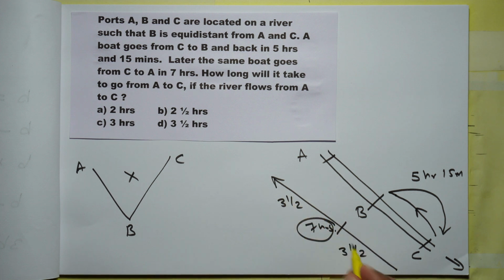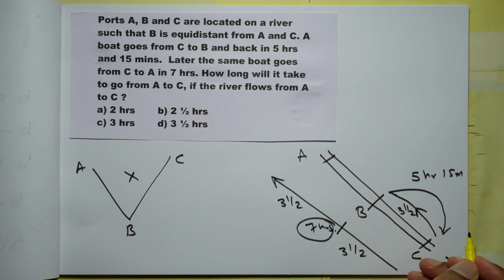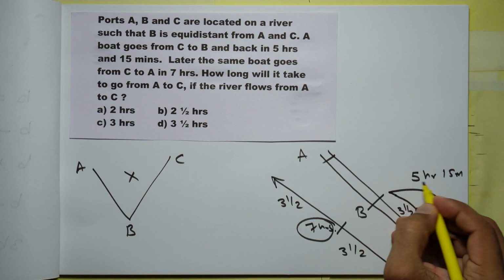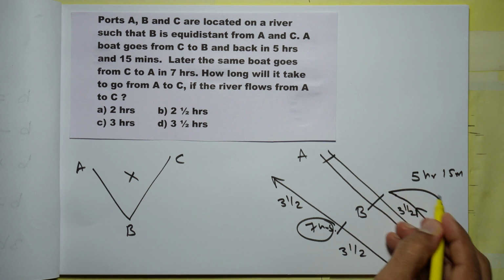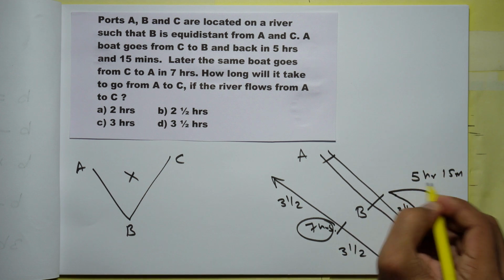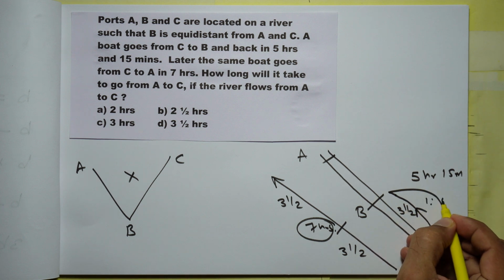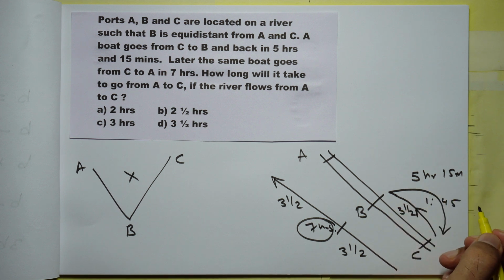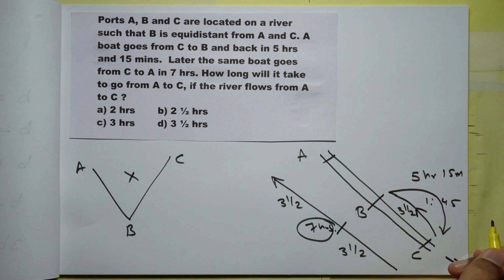So, C to B upstream is 3.5 hours. So, here also, this C to B upstream should be 3.5 hours. And if you add the remaining time, it should add up to 5 hours 15 minutes. That is, it goes from C to B upstream and back. Total time 5 hours 15 minutes. 3.5 hours plus 1 hour 45 minutes will add up to 5 hours 15 minutes.